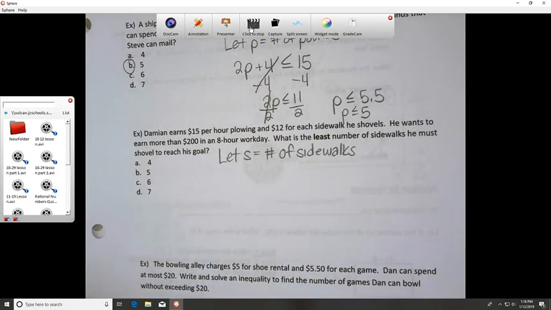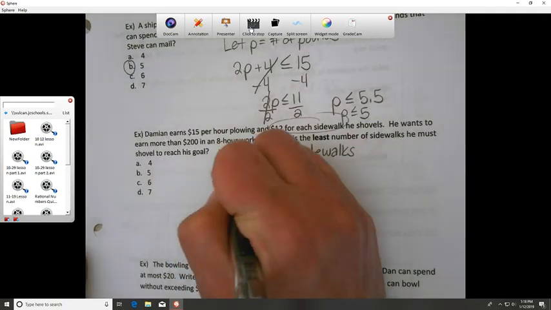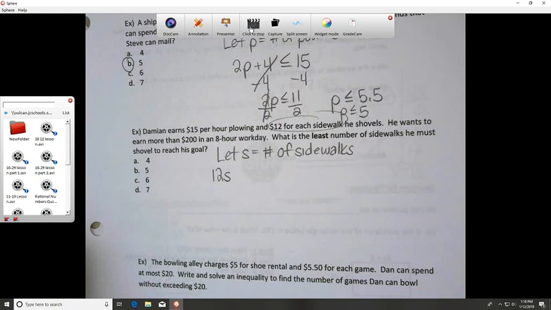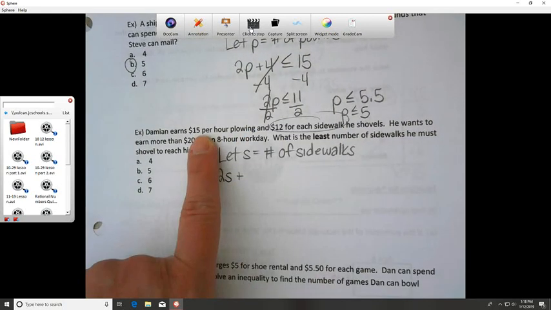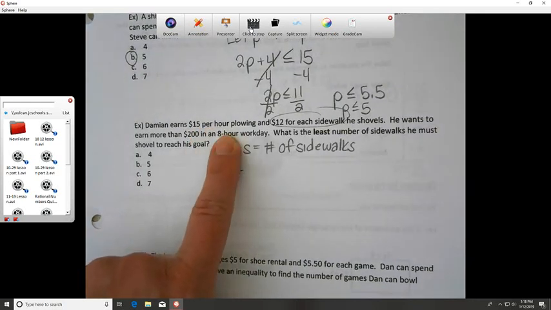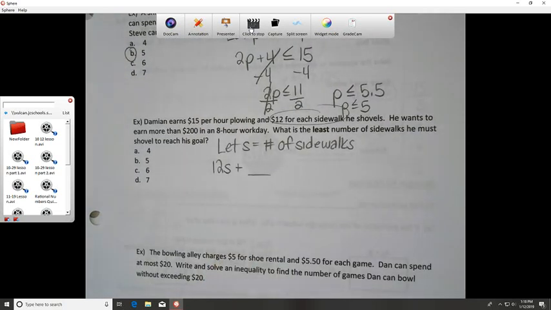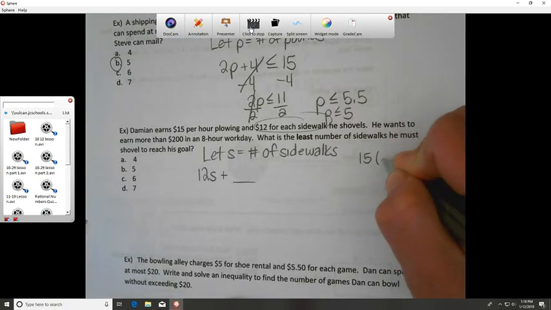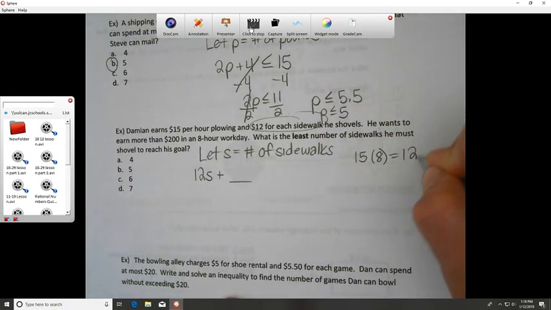So now I'm going back to the question. I'm looking for whichever number is talking about the sidewalks, which right here it says $12 for each sidewalk. So I know it's 12S. Plus, it says he also makes $15 per hour, but it says he's going to work 8 hours, so I need to do an extra step in order to get this number. So $15 an hour times 8 hours is going to be $120.